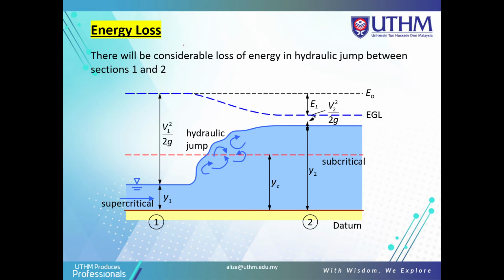Now we look at the energy losses. There will be considerable loss of energy in a hydraulic jump between section 1 and section 2. This is section 1, this is section 2. In section 1 we get the y1, supercritical. When the hydraulic jump occurs here, we get the yc, the critical depth. After the hydraulic jump, we get the y2, subcritical. Before the jump we get y1, after the jump we get y2.